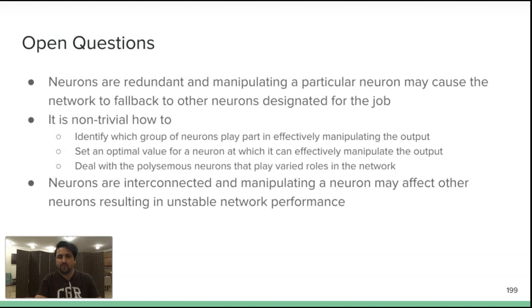How do we deal with polysemous neurons? They play varied roles in the network. Also, neurons are so interconnected and manipulating them may cause undesirable effects on the other neurons in the network, thus resulting in unstable network performance. All these questions, along with many other questions that would pop up when someone takes on this task, require answers. So this is a very interesting research frontier to push forward to.